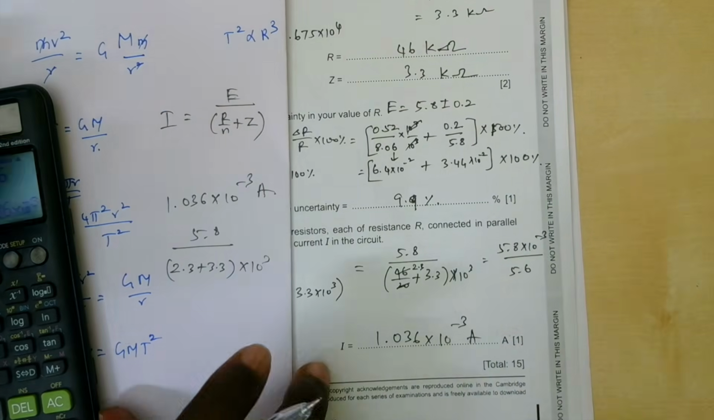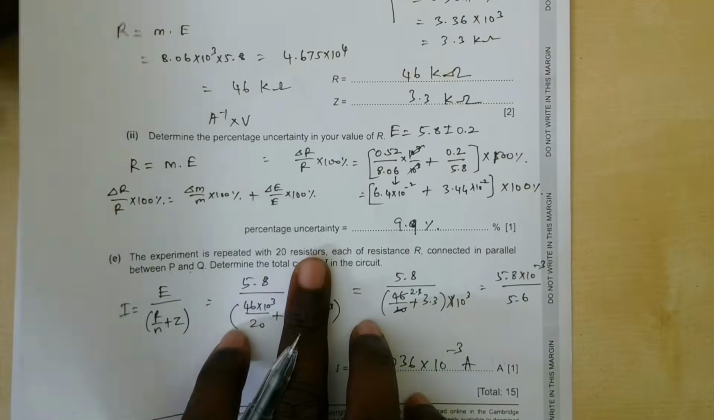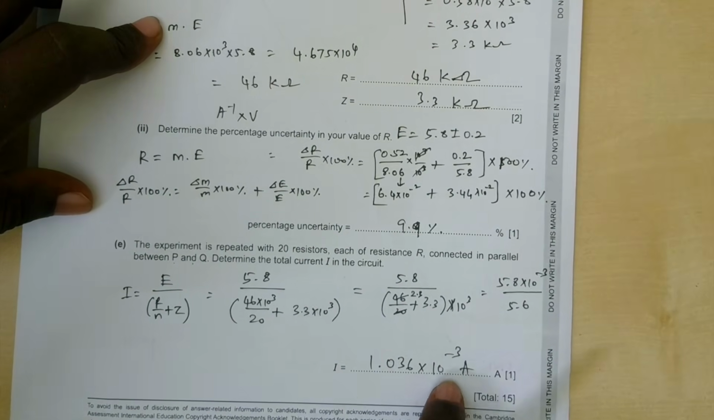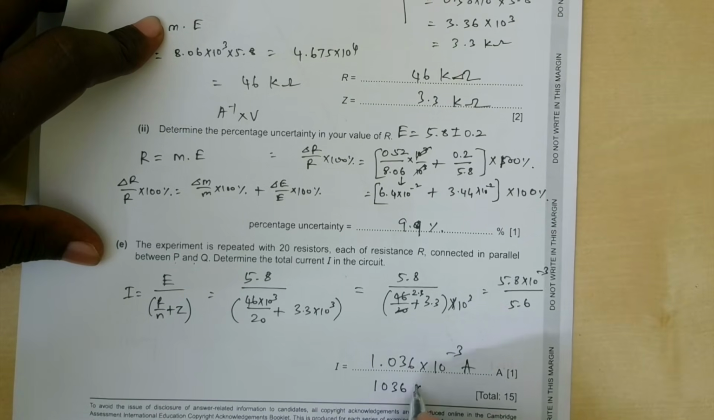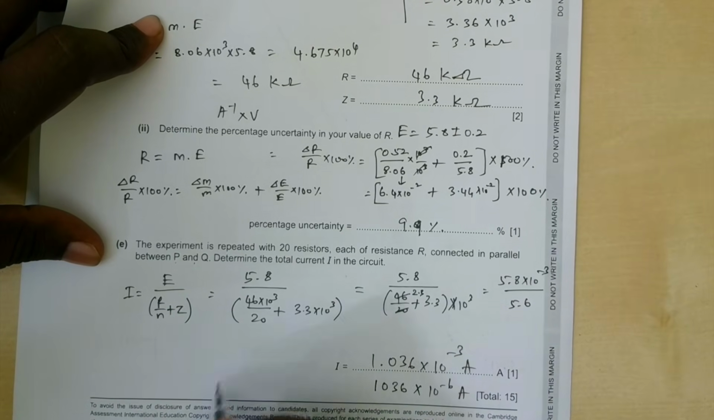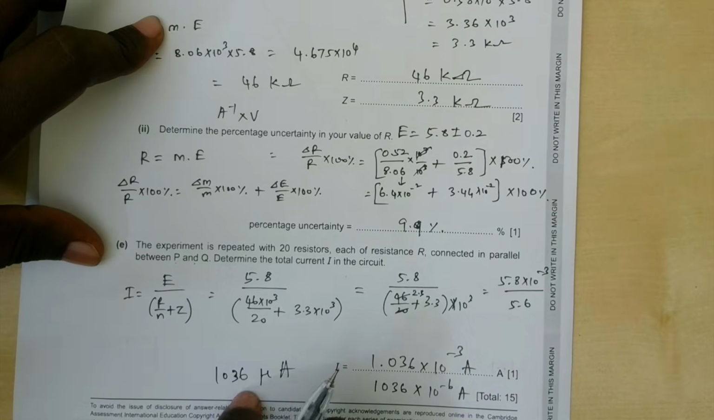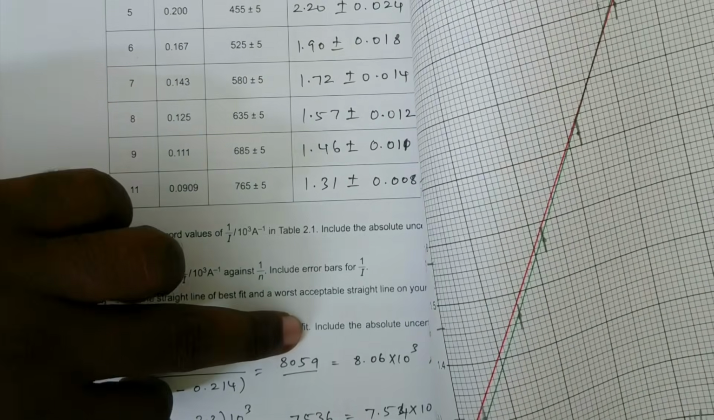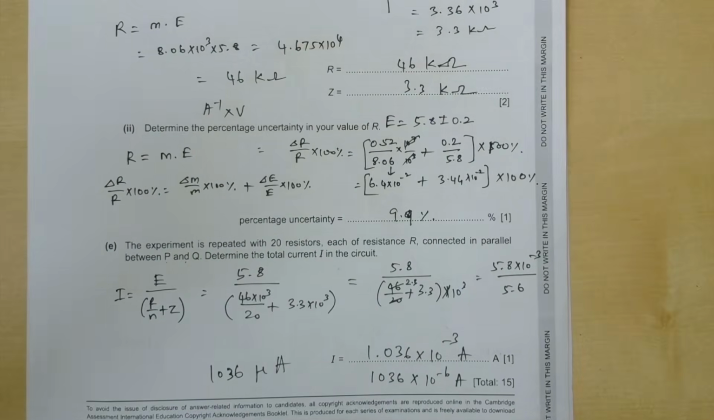How can we check? Watch here. For 20, we are getting I this much. It is actually 1036 into 10 power minus 6 ampere, so 1036 microampere. Watch it in the graph: as n increases, current increases. For 5 it's 455, for 11 it is 765. If you extrapolate, for 20 it can be 1000. So we are on the right path. Is it clear?